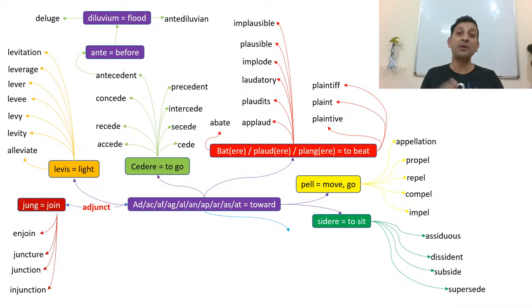Plaint is a formal complaint. Plaintiff is somebody who is a formal complainant in a court of law. That's a plaintiff. Pell means to move, to go. Appellation, the name by which you go towards someone. Appellation is another word for a name.